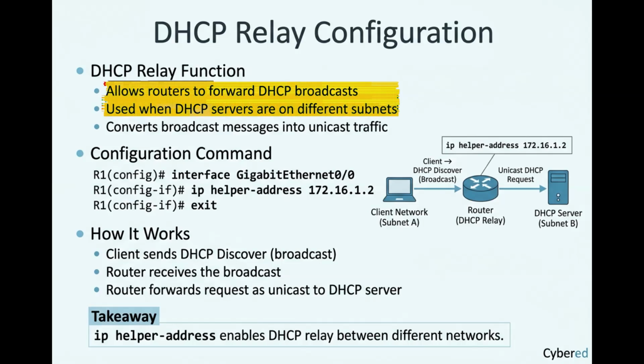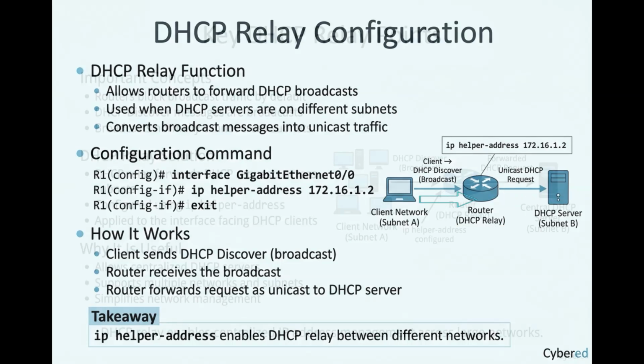DHCP Relay allows a router to forward DHCP broadcast messages to a DHCP server on a different subnet. This is configured using the ip helper-address command. So here's an example configuration. Router 1, interface GigabitEthernet 0/0, ip helper-address 172.16.1.2, and exit. When configured, the router receives the DHCP discover broadcast from the client and forwards it as a unicast message to the DHCP server.